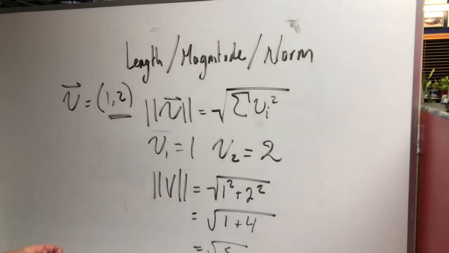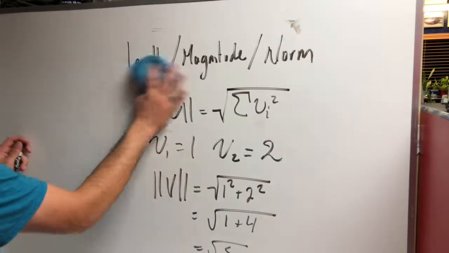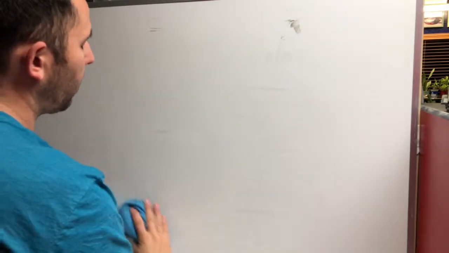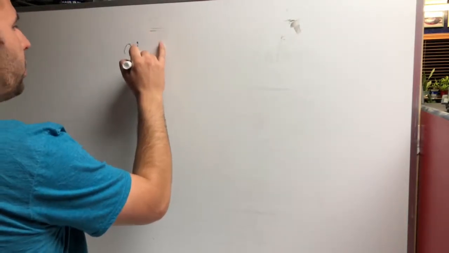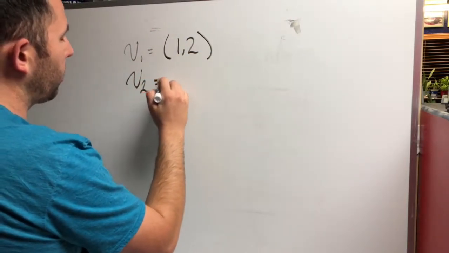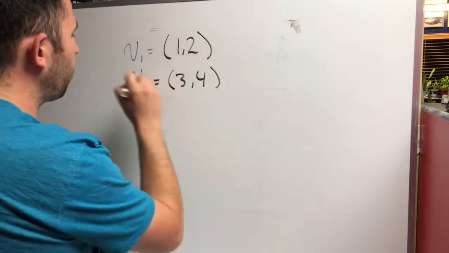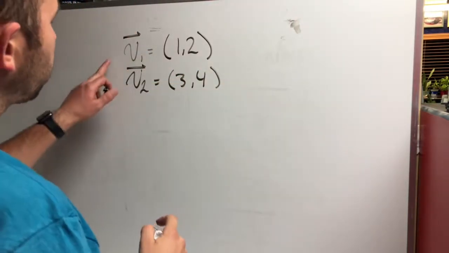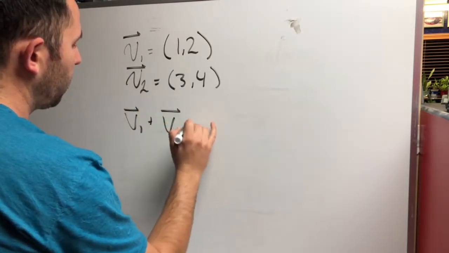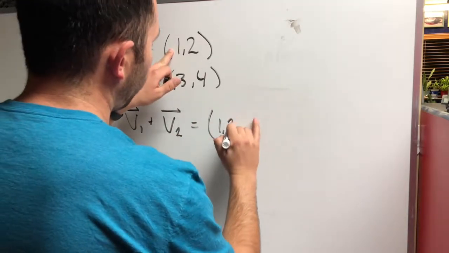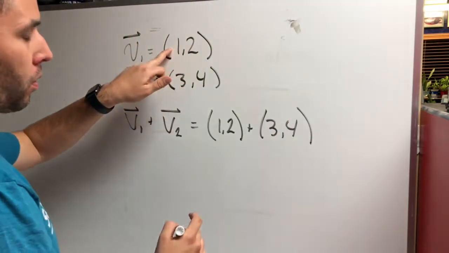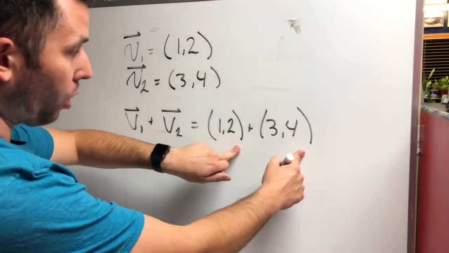All right? Now that we have that in the bag, let's talk about how we might want to add these vectors to each other. So let's say we have two vectors. I have vector 1, that's going to be 1, 2, and I'll have vector 2, that's going to be 3, 4. Now these are vectors, right? We could say vector 1 plus vector 2, that's going to be 1, 2 plus 3, 4. We're going to add our x direction, add our y direction.